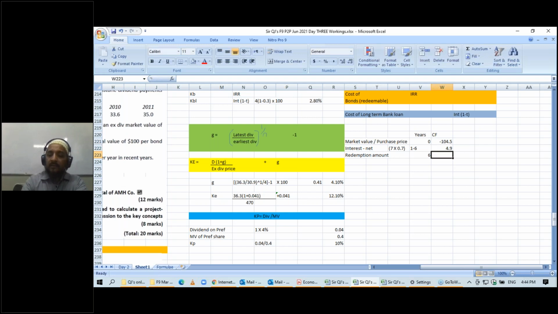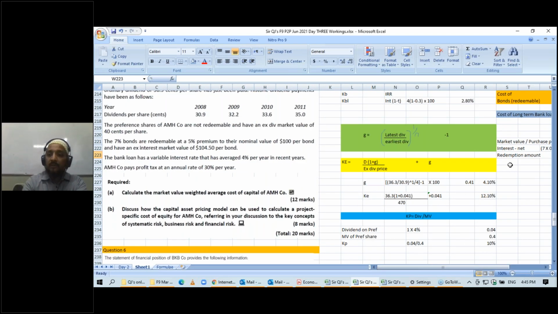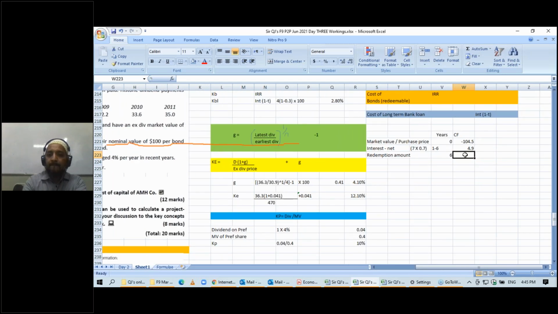And then the redemption amount. The question says that the bond will be redeemed at a 5% premium on redemption. If you look at the question, let me show you, it says the 7% bonds are redeemable at a 5% premium to their nominal value of 100 per bond. So the bond will be redeemed at 105. So this will be an inflow amount.